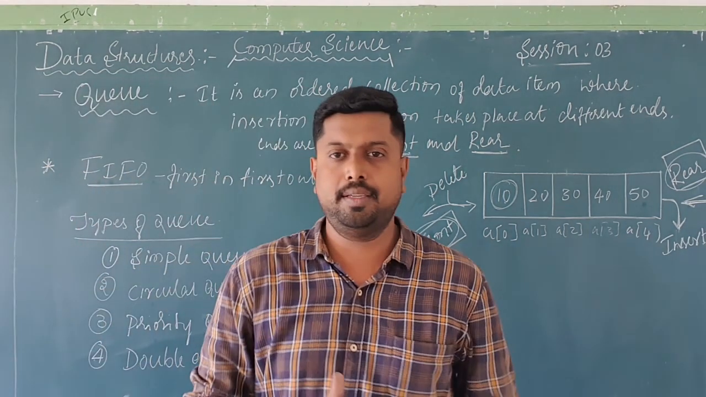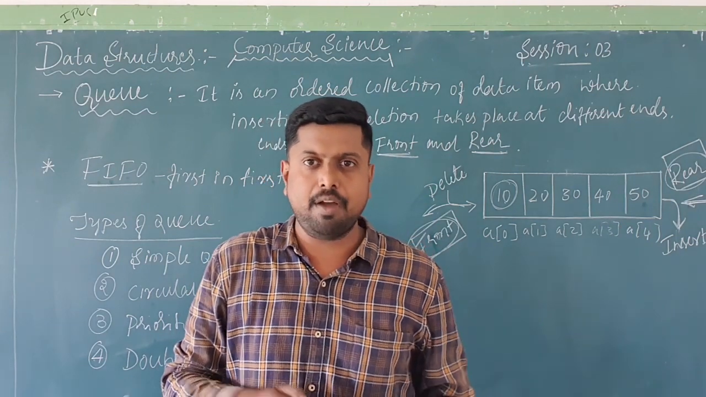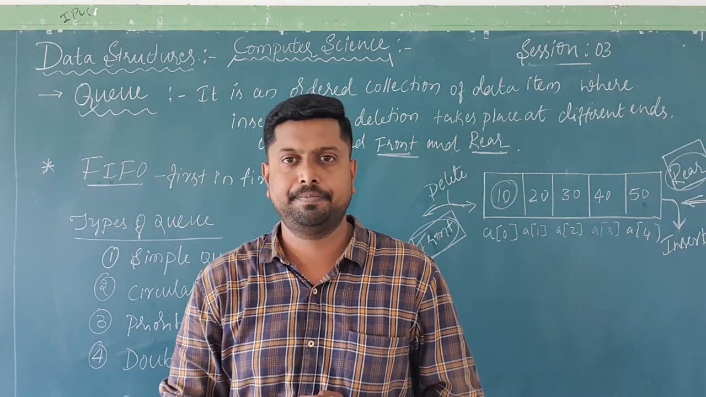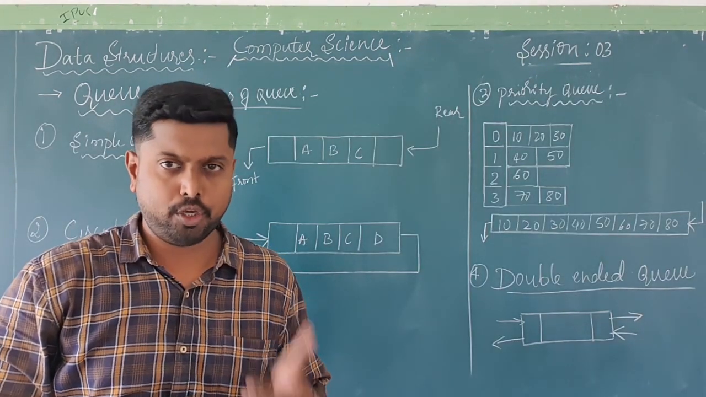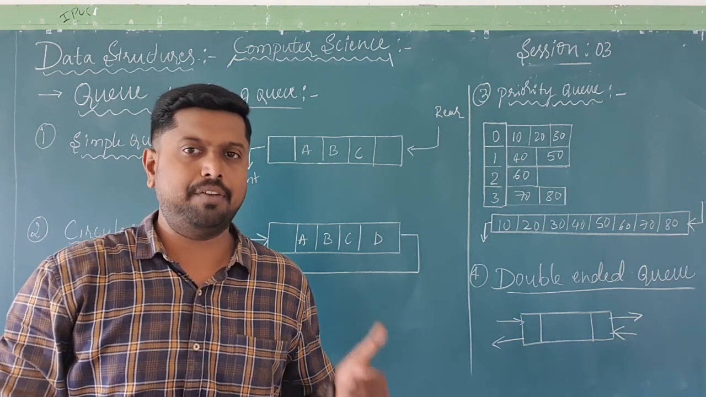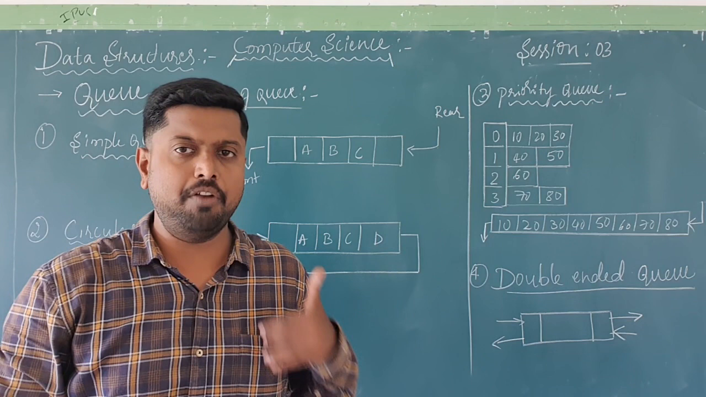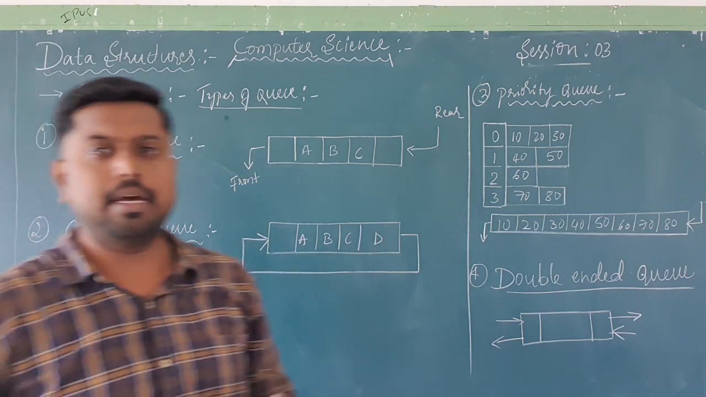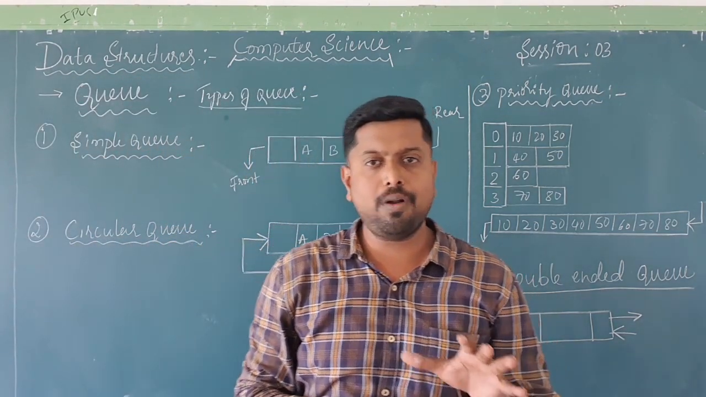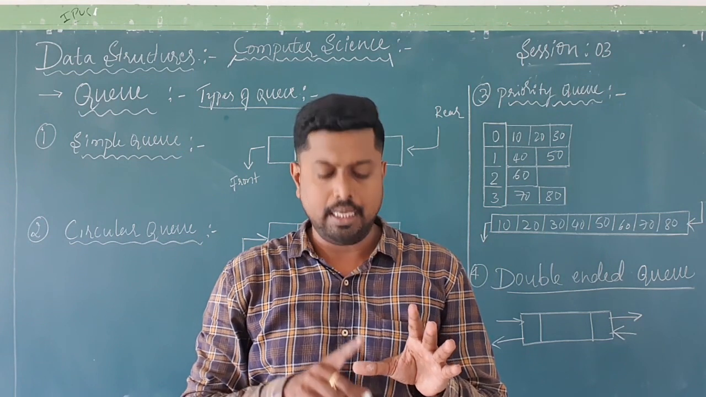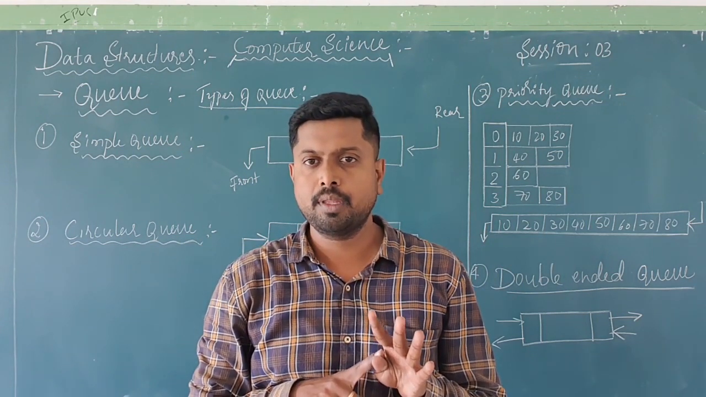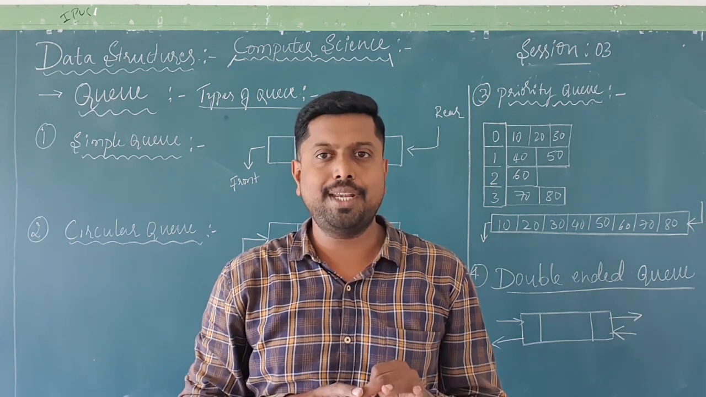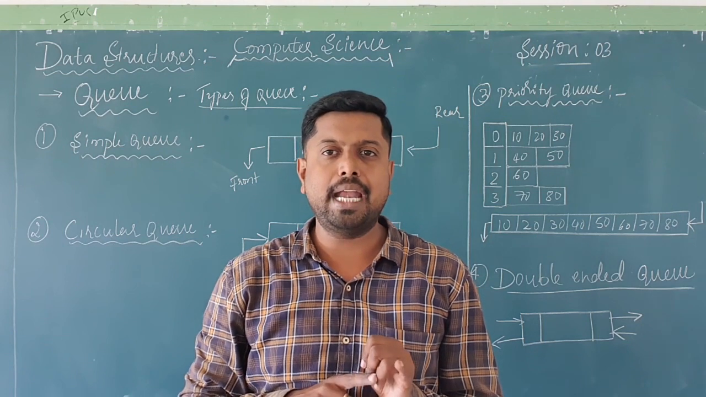Now let us discuss, with neat diagrams, all these types of queue with their representations. After the queue definition and how the representations of the queue follow, now we are coming to the types of the queue. As I said earlier, we have four main types: simple queue, circular queue, priority queue, and double-ended queue.